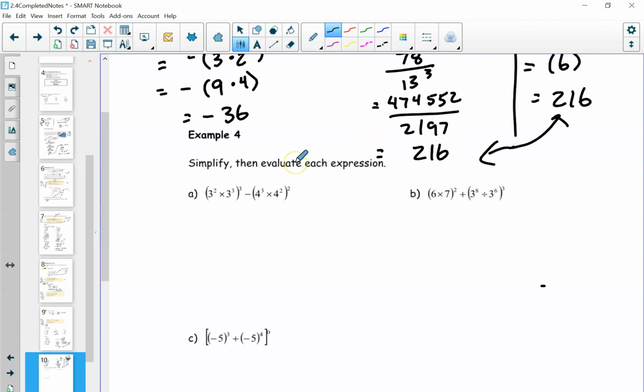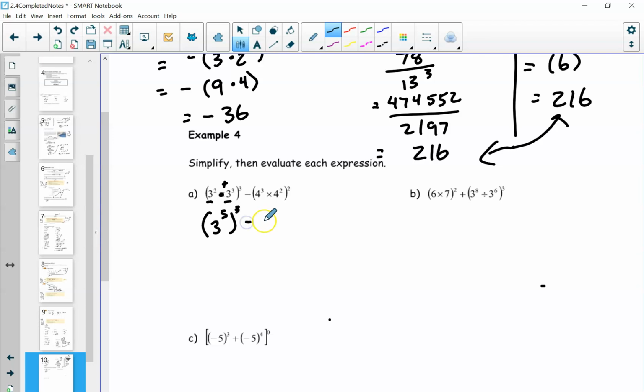Okay, simplify, then evaluate each expression. Basically we're trying to find the answer. That's the evaluate part, but it'll help us if we simplify things first. We have the same base here. We've got a 3 and a 3, which means if we're doing multiplication, we can add those exponents. So let's just rewrite this as 3 to the power of 2 plus 3 is 5. And then that is all still to the power of 3.